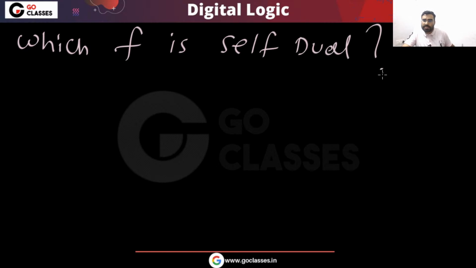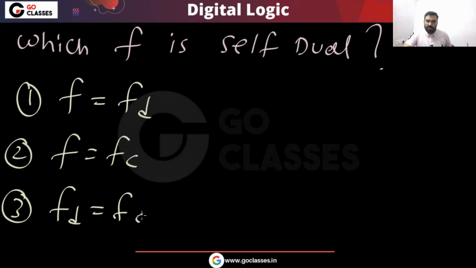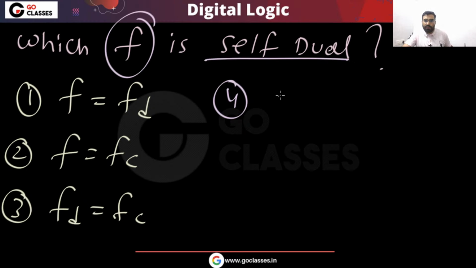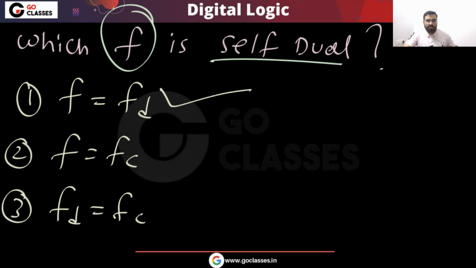Let me ask you some questions. Which f is self dual? First, where f is equal to f dual? Second, where f is equal to f complement? Third, where f dual is equal to f complement? Fourth, which f is self dual? First you tell me about these three, tell me the answer, which of them is self dual. This is the definition of self dual.